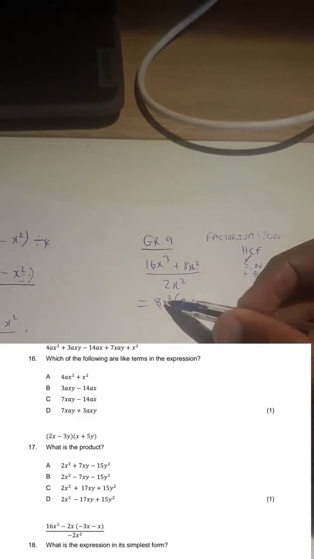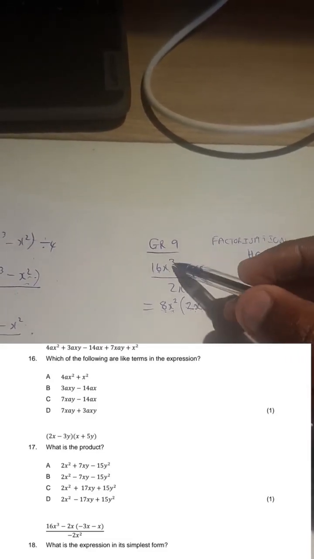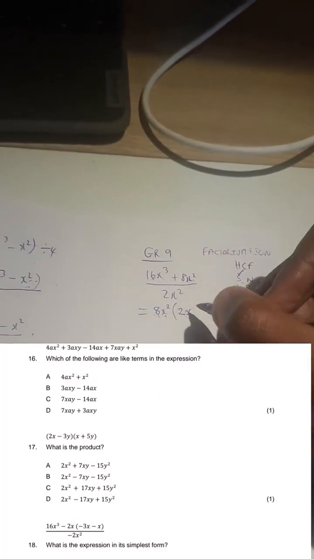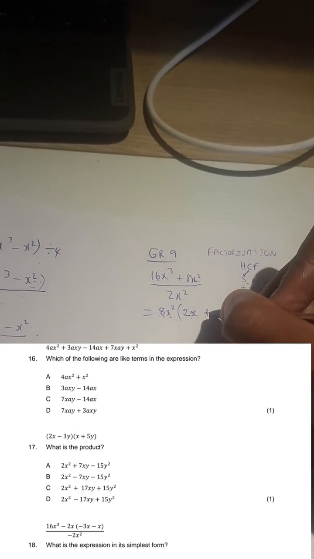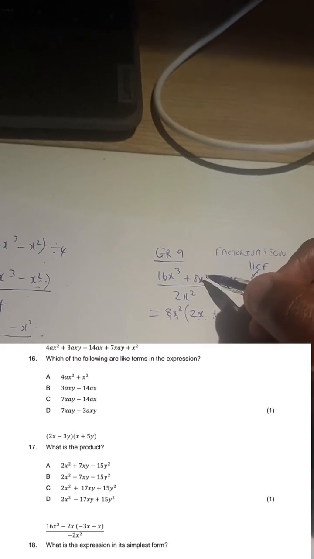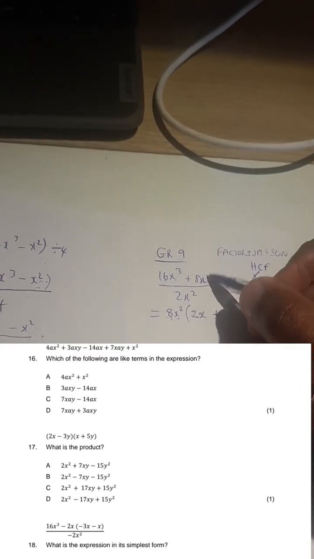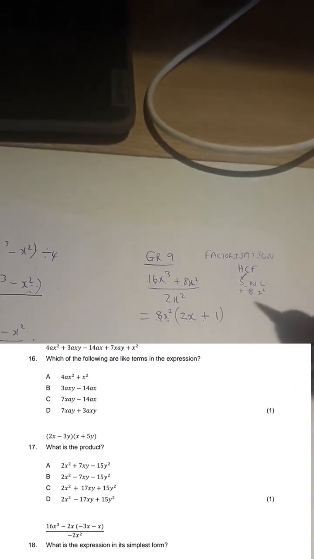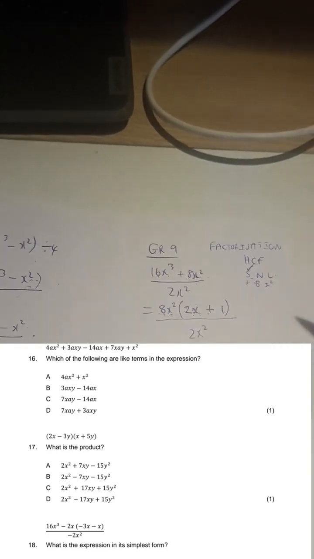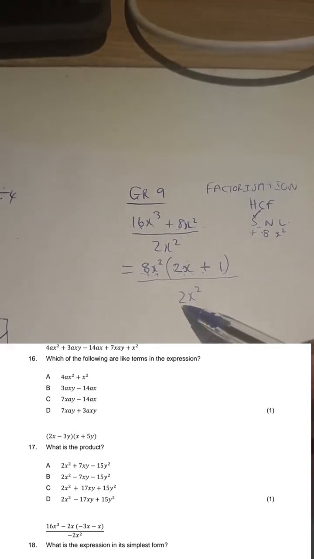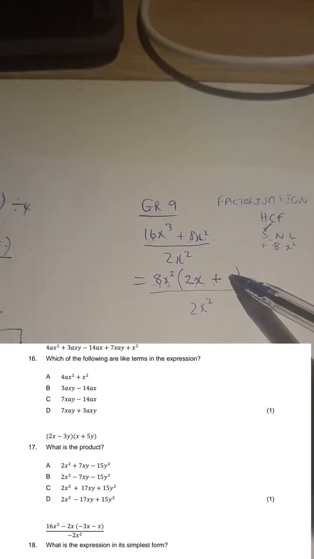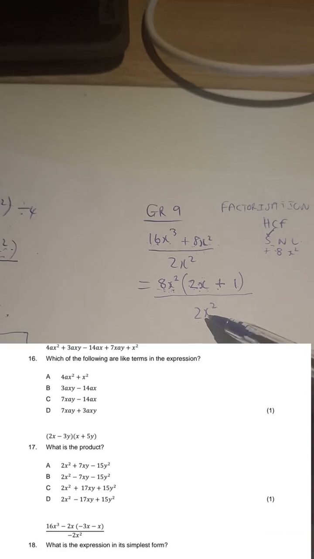X squared times x anyways should give you back x cubed. So that makes sense. Then positive times what gives you a positive? It's positive. Then you have 8x squared you've taken out. You need 8x squared. So 8x squared times what gives you 8x squared? It's 1. All over 2x squared. When you have a situation like this, there's a product at the numerator. In the denominator, you have 2x squared.